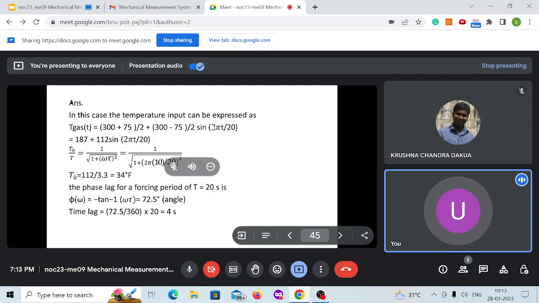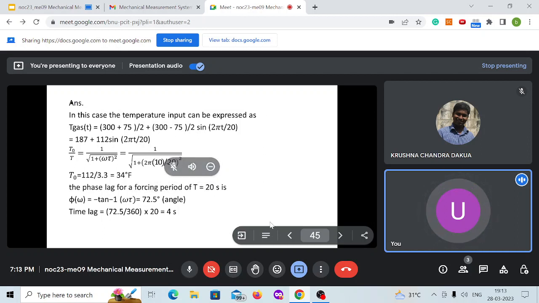So we'll see how to solve this problem. In this case, we know that the temperature is oscillating between 75 and 300. So we can write the equation of that gas which is varying as 300 plus 75 by 2, which gives the mean temperature. And the maximum amplitude can be the difference between the minimum and the maximum temperature oscillation, divided by 2, because it will oscillate around the mean.